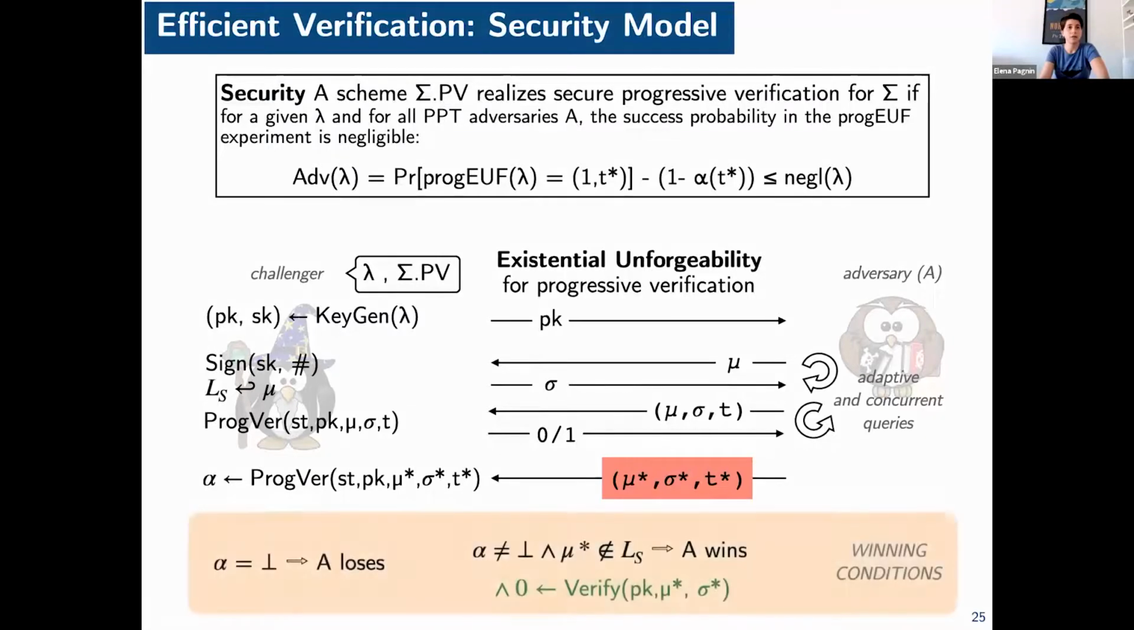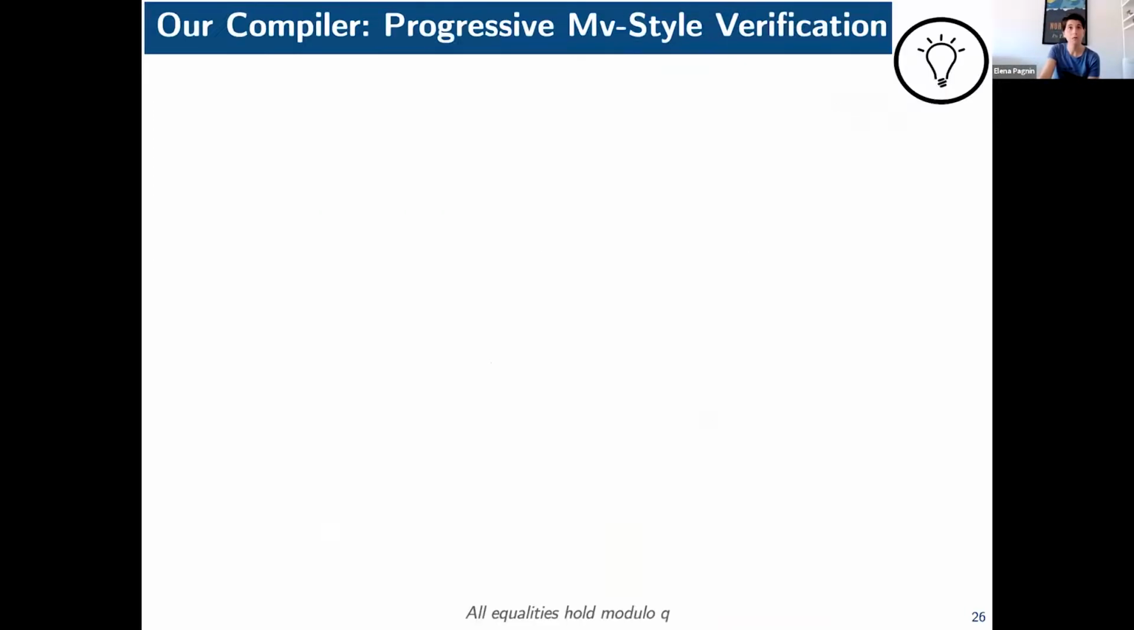And he loses the game if the message, signature, t star are rejected by the progressive verification, but he wins if it's not rejected and the message has not been queried before, and the standard verification would reject it, for the same reason as the efficient verification. We need that clause. Okay, good.